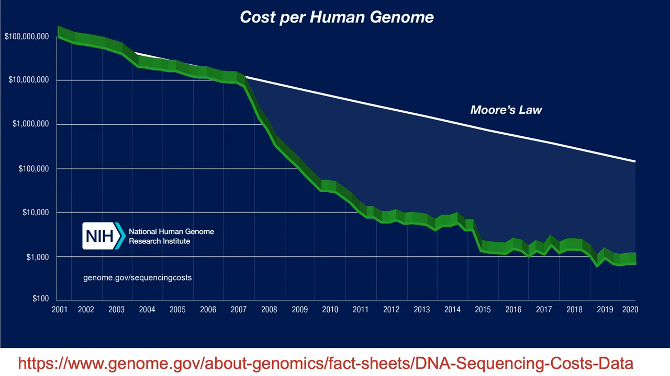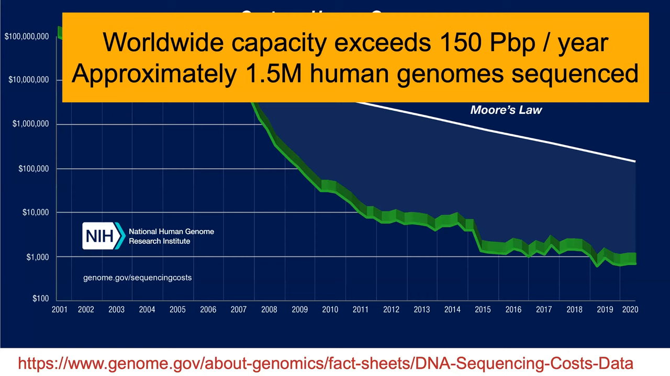Correspondingly, we're seeing orders and orders of magnitude in the increase of data that are available, which is great because often we're looking for very subtle signals. So having more and more data makes it really powerful. This is a hard number to really pin down, but I think it's about the right order of magnitude. I think the worldwide capacity for DNA sequencing is something like 150 petabytes per year.